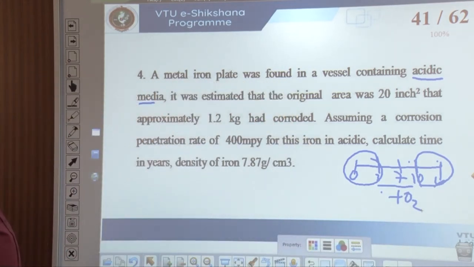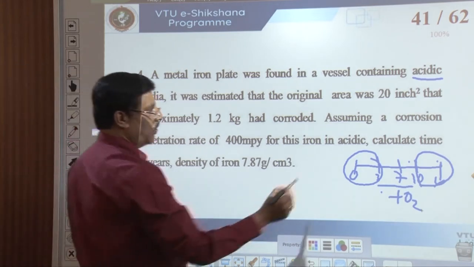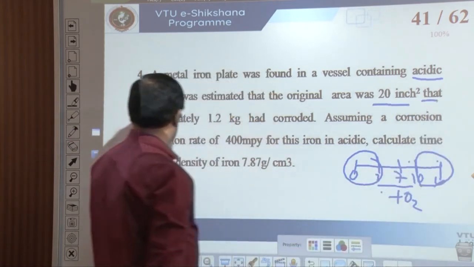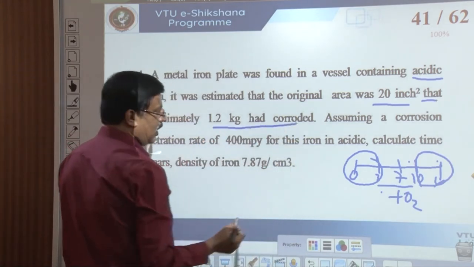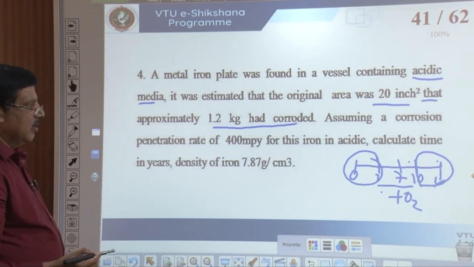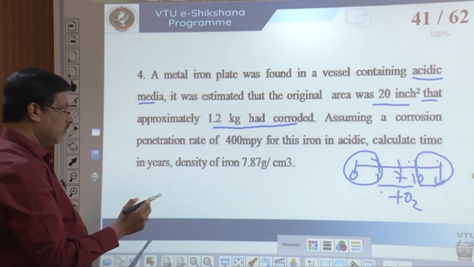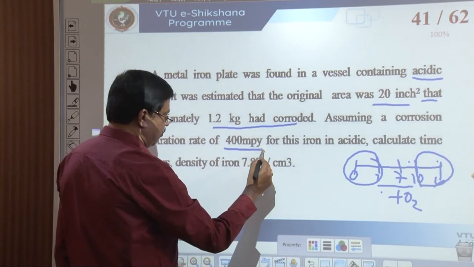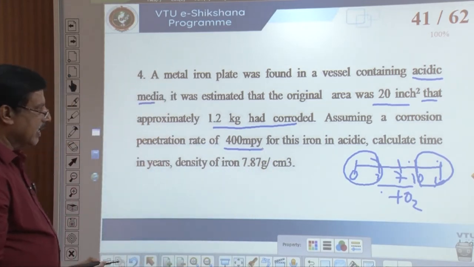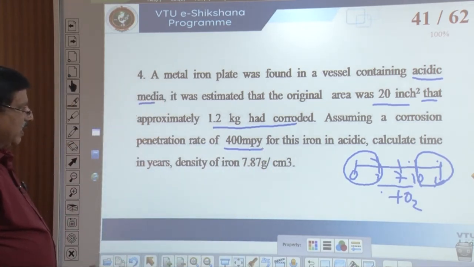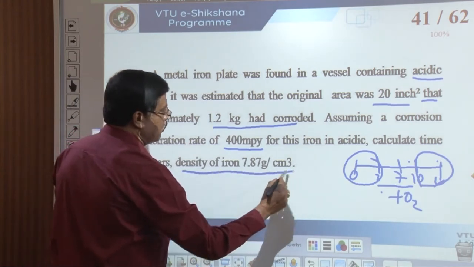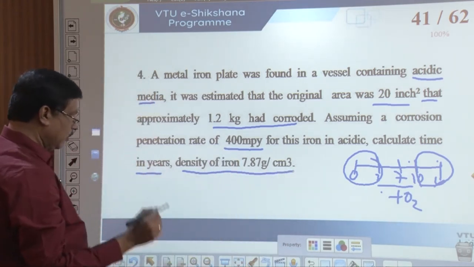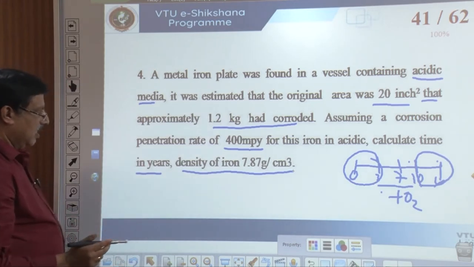It was estimated that the original area was 20 inch square, where approximately 1.2 kg had corroded. That's what I told you, the amount of metal that is going to be corroded. Assuming a corrosion penetration rate of 400 MPY for this iron in acidic media. So now values are given differently, about 400 mils per year. Calculate the time in years, and the density is about 7.87. Now you have to calculate in terms of mils per year.